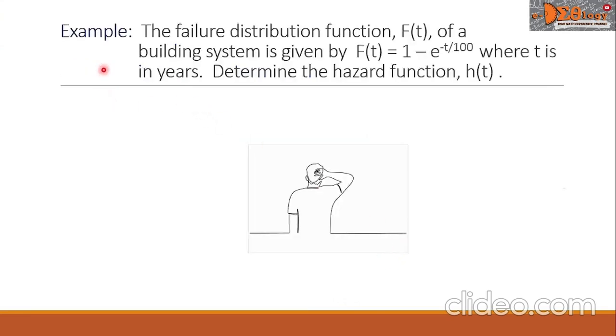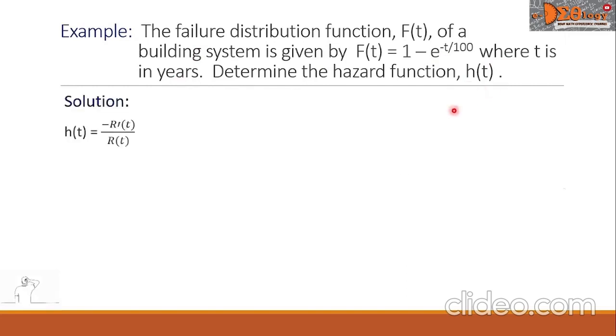Let us see this example. The failure distribution function, or capital F of t, of a building system is given by capital F of t equals 1 minus e raised to negative t over 100, where t is in years. Determine the hazard function h of t. Our formula for h of t is equal to the negative of r prime of t over r of t.